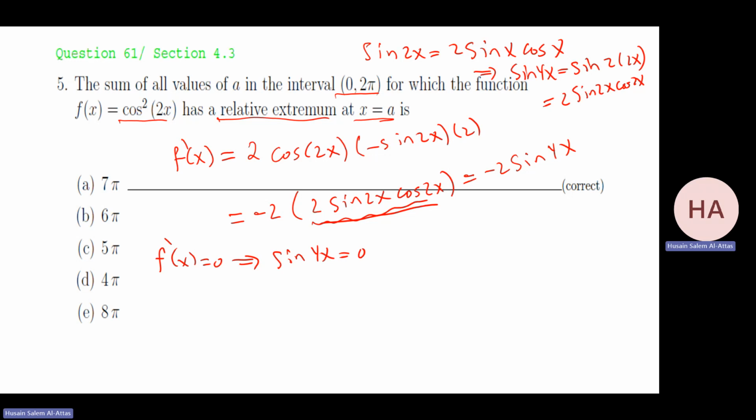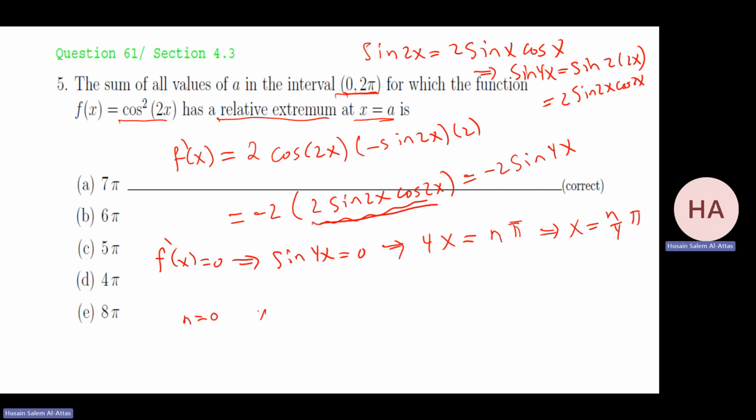When sine 4x equals 0, that means I have 4x equal n pi, correct? Sine equals 0 when I have n pi. Am I right? Yeah, 0 pi, 2 pi, 3 pi, 4 pi, and so on. Okay, so x equals n over 4 pi. Now we'll check which ones are in this domain. So take n equals 0.